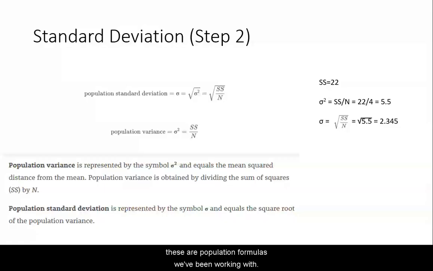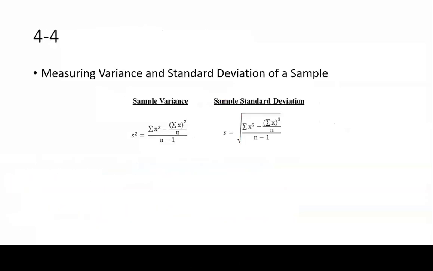Now remember, these are population formulas we've been working with. So we looked at calculating sum of squares and divided it by n. That gave us our variance, which was sigma squared. When we take the square root of that, we get standard deviation. Okay, so standard deviation is, in theory, simple. Okay, so that's that.